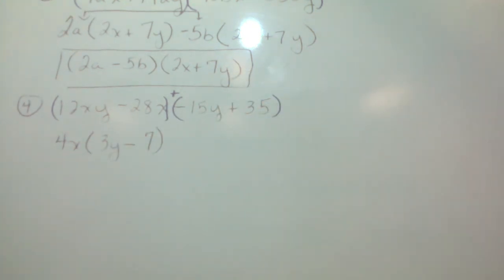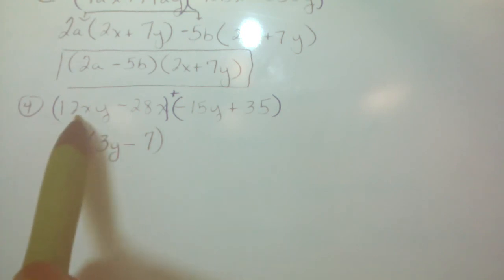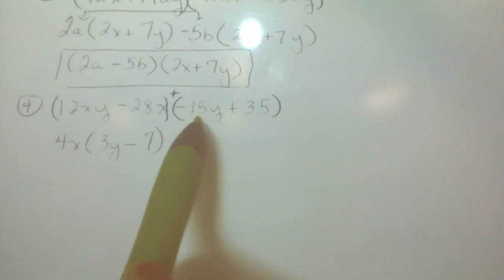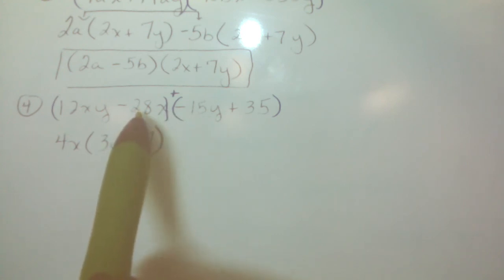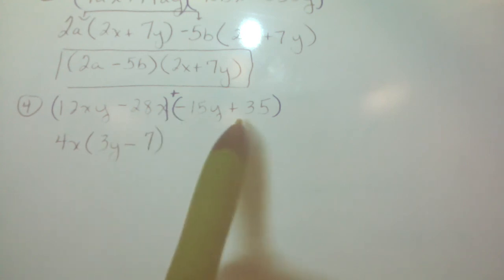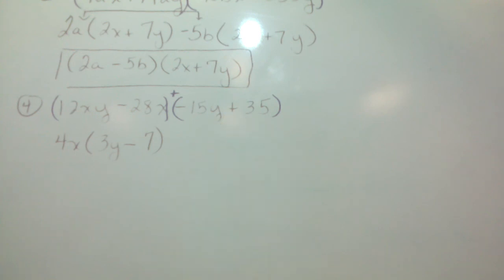Now the second parentheses, if you notice, this is a positive. If this is a positive, this has to be a positive. And it's not. This is a positive, this is a negative. So I know I have to factor out a negative. And I should be checking here. This is a negative, this is a positive. This has to be a negative. So I know I have to factor out a negative, whatever the GCF is.